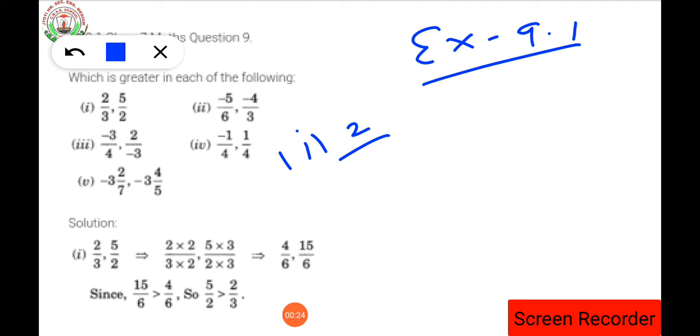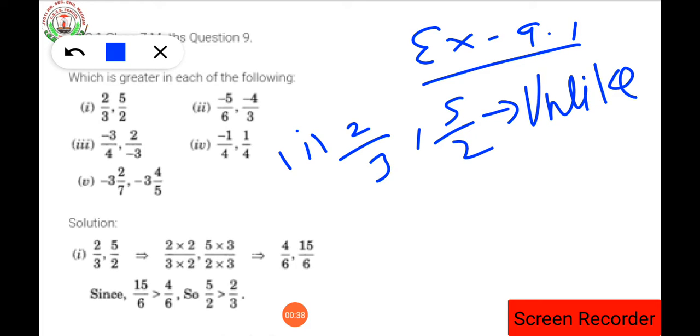That means the two numbers we are having are 2 by 3 and 5 by 2. Among these two numbers, which one is greater? First, by seeing the denominators of these numbers, we can know that they are unlike terms. If it is an unlike term, we have to convert it into a like term. In order to convert it into a like term, what do we have to do? We have to take the LCM.